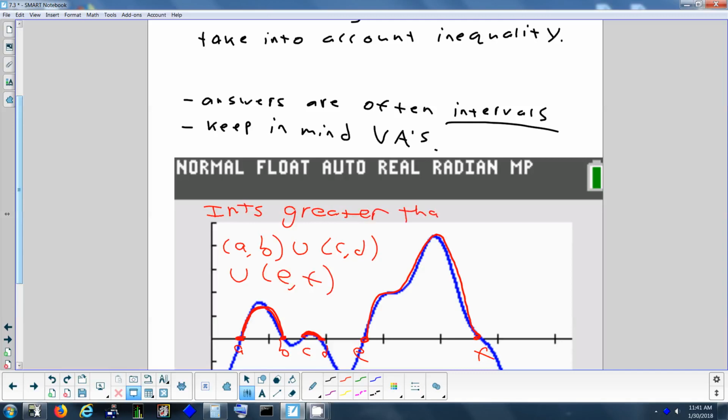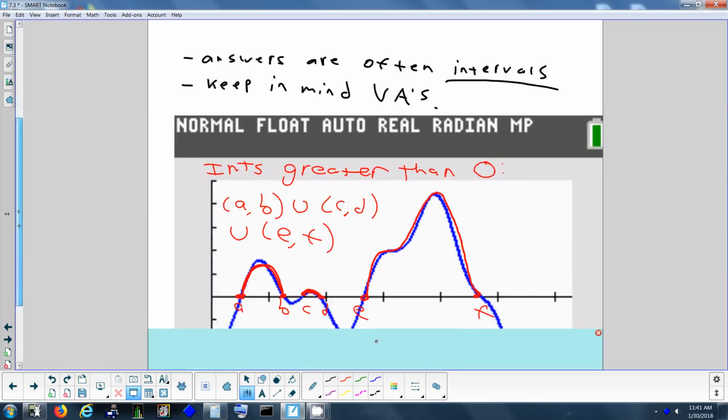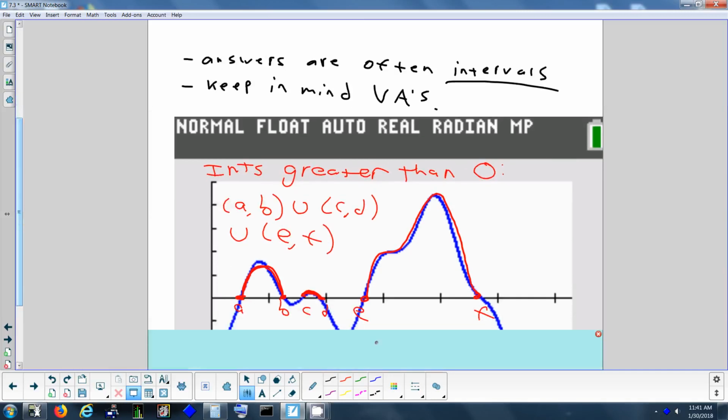Any question on that? Intervals greater than 0. Okay. If the problem asks, well, where is it less than 0? Well, it's just the opposite. Between B and C is less than 0. Between D and E is less than 0, and so on.